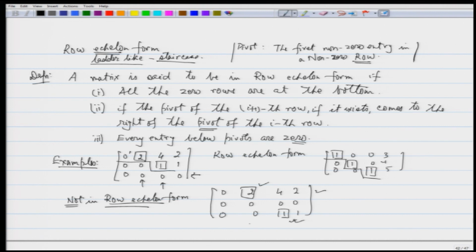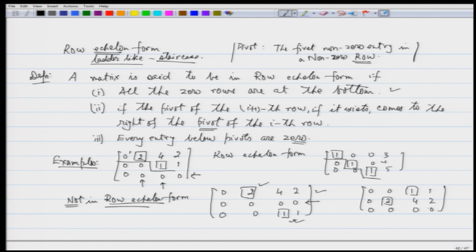But if you look at the row echelon form, we have a problem here in the sense that the first condition says that all the 0 rows are at the bottom. Here the 0 row is in the middle, it is not at the bottom. So, it is not in the row echelon form. I can also have, for example, 0, 0, 1, 1, this is a pivot. I can have 0, 2, 4, 2, again this is a pivot because it is the first non-zero entry of the row, and then I can have this, fine.